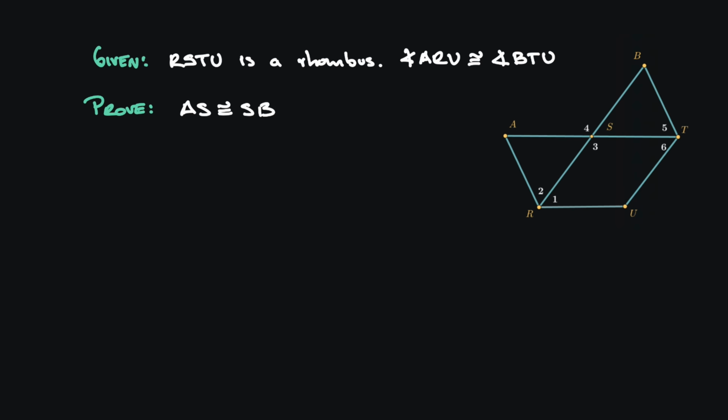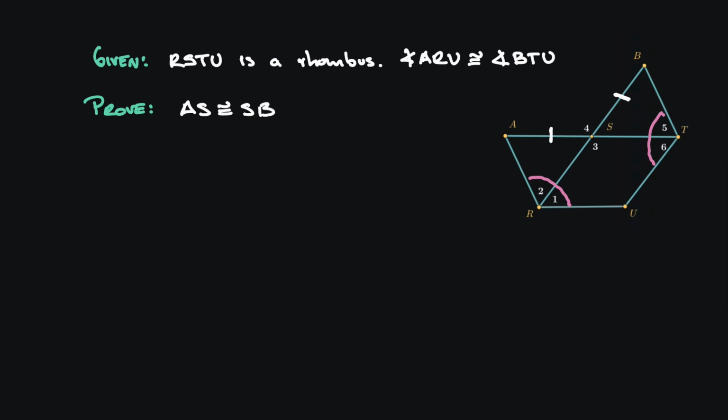So angle ARU, this angle here, is congruent with angle BTU, so this angle here. Okay, prove that AS is equal to SB. So we're going to prove that AS, let me use a different color so we can see better, this side AS is equal to SB, this side right here.